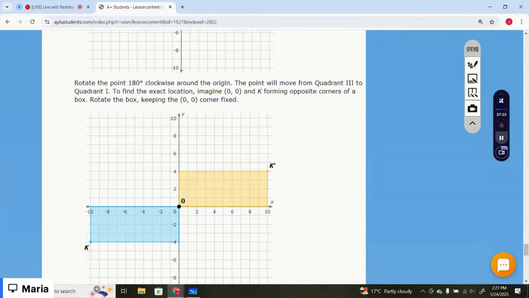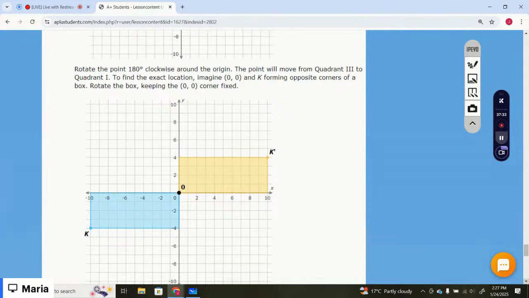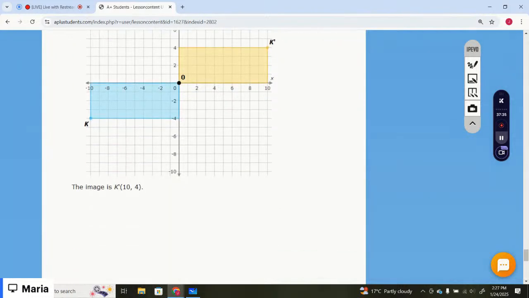So start from this point and rotate it from here to this point. That is 10 and 4. So the new coordinates are 10 and 4.